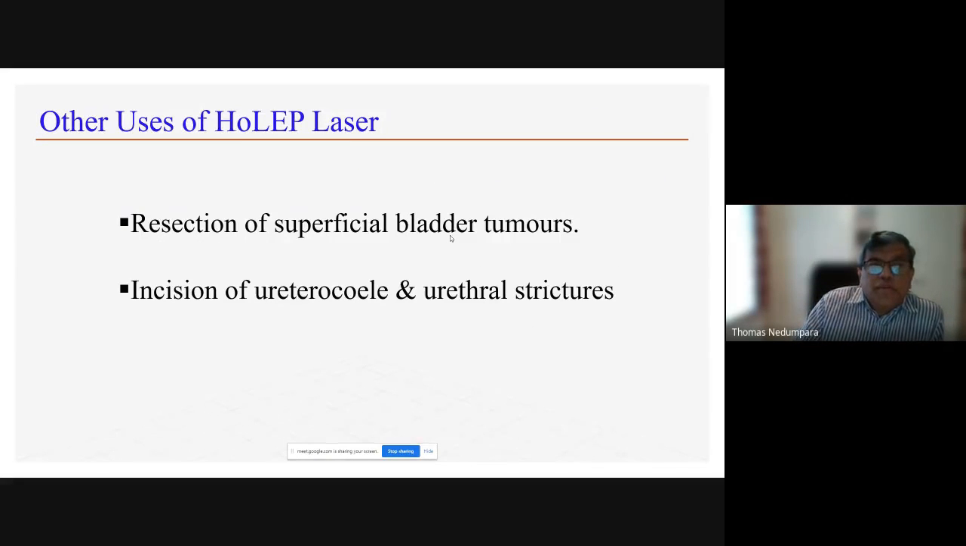Other use of holmium laser is the resection of superficial bladder tumors and incision of ureterocele, which can cause an obstruction of the drainage of urine, and urethral strictures, which is a common use of holmium laser. Urethral strictures can be cut with the knife also.